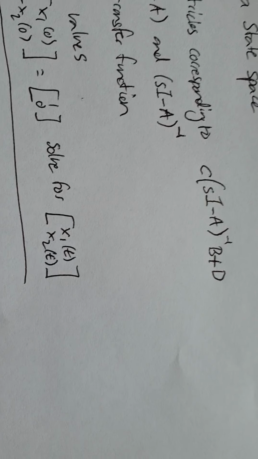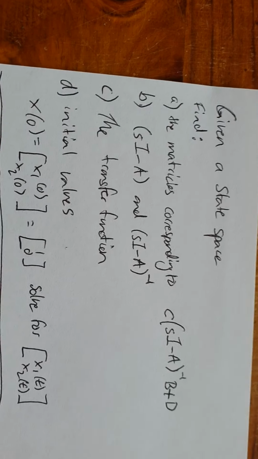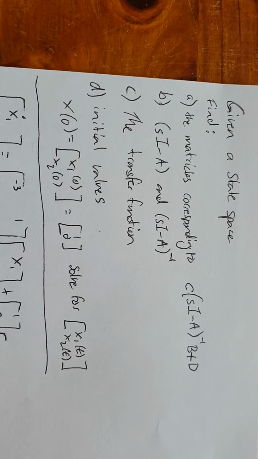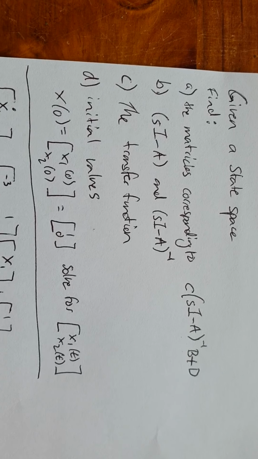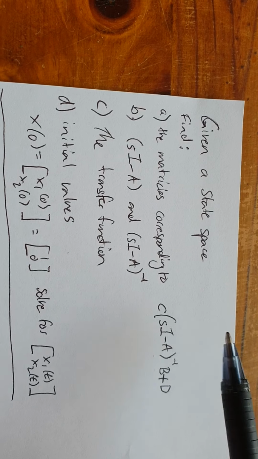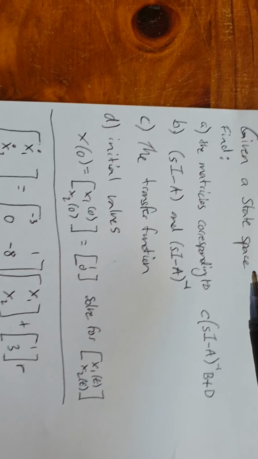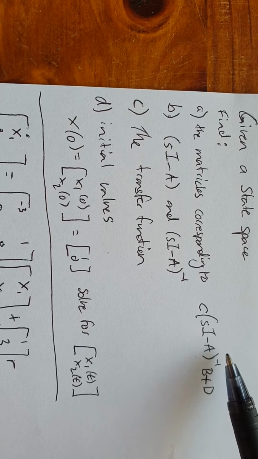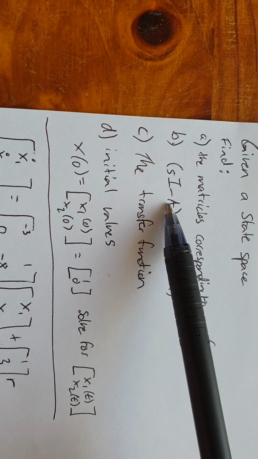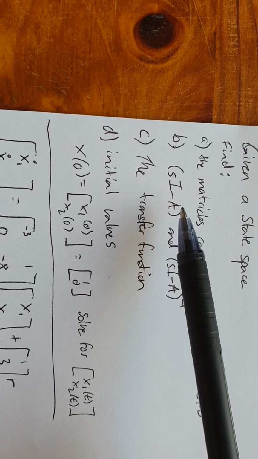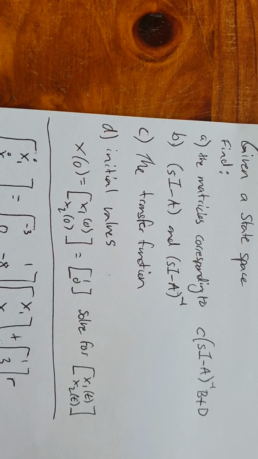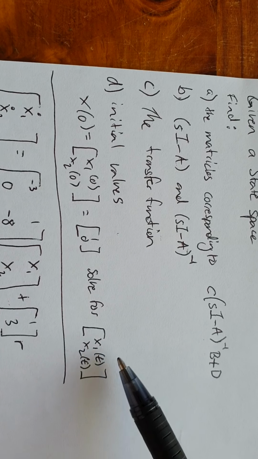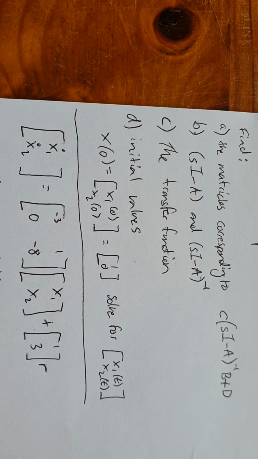Hey guys, so for today I'm going to show you how to find the transfer function and the initial values from a state space using this formula. Okay, so the example question is, given a state space, this one here, find the matrices corresponding to this formula, find the identity matrix and then the inverse identity matrix. Find the transfer function, and then find the initial values, solving for x1 of t and x2 of t.